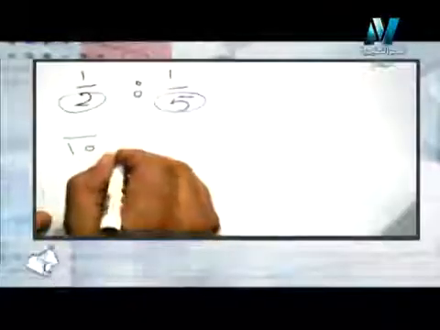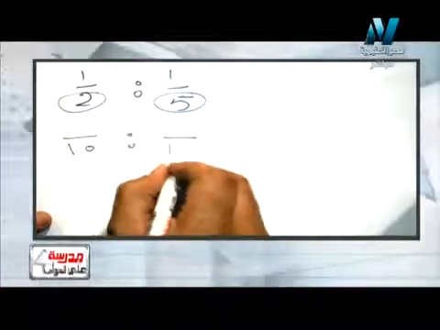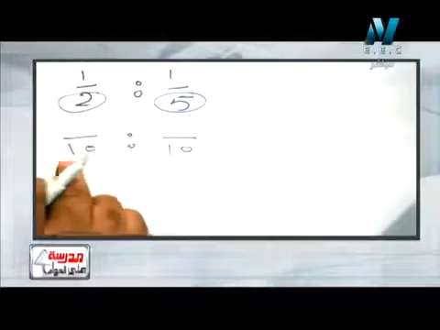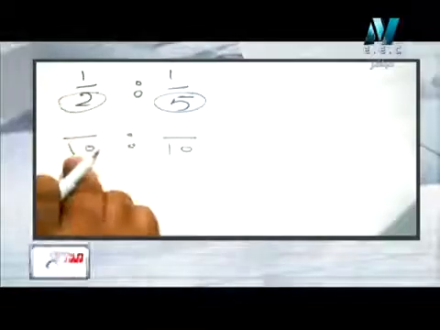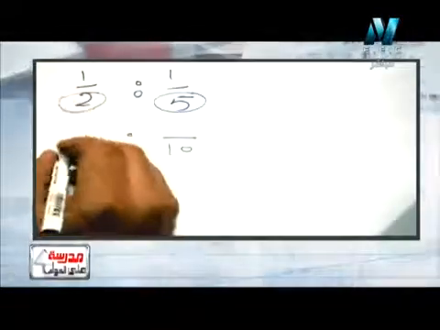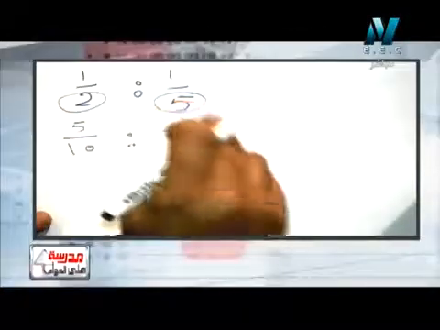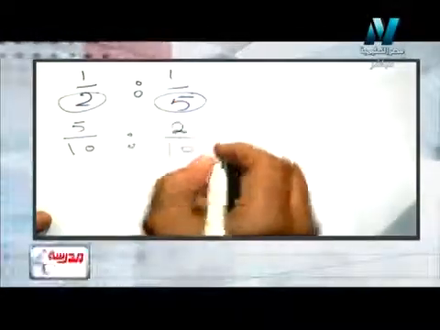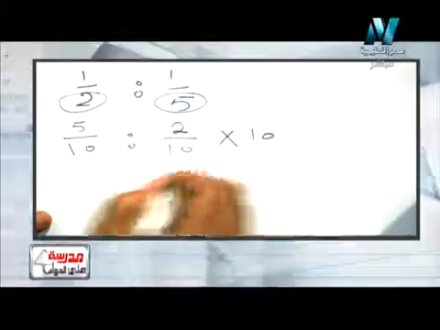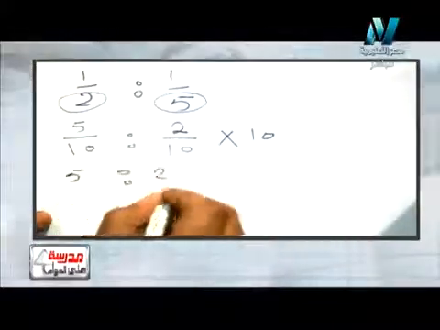So we change the denominator. 2 becomes 10, multiplied by 5, so we have to multiply this number by 5. 5 becomes 10. We can multiply them by 10 to get 5 and 2. The first step, if we have 2 different fractions with different denominators, is to convert the denominators to be the same. We have 1 over 2 and 1 over 5.